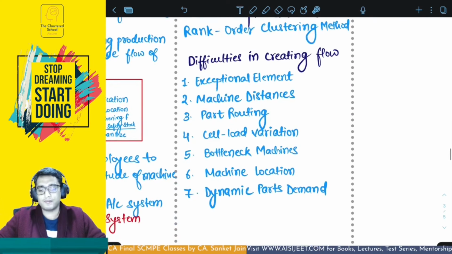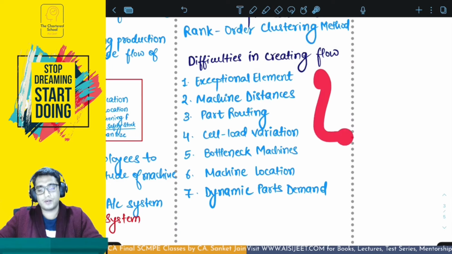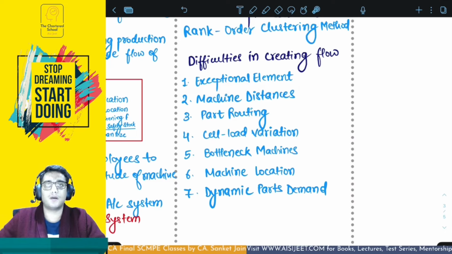Now there will be certain difficulties in creating flow, not actually difficulties, but these are certain points that you need to consider before you implement cellular manufacturing, because these might cause difficulty in creating flow. First is if there is any exceptional element that is required to be produced, that can disturb the flow of your production.